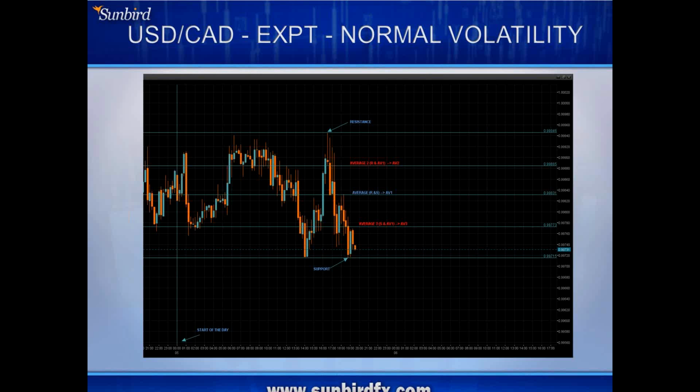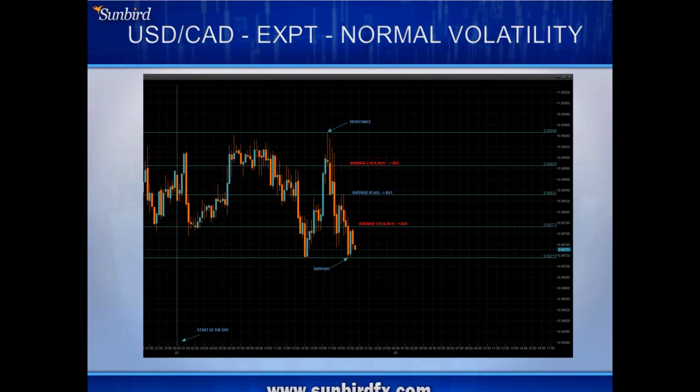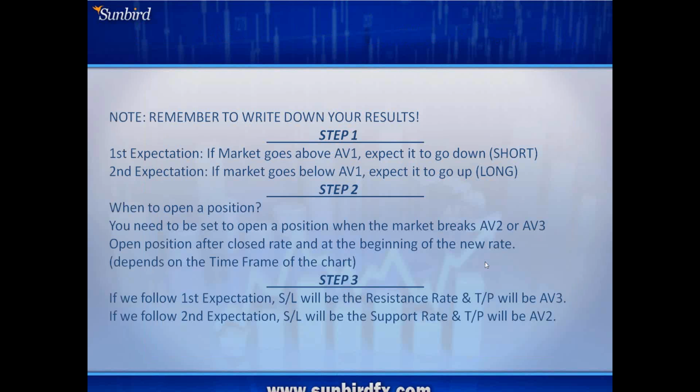So now you have all the tools inside. Great, wonderful. Now we're going to start our strategy. Remember to write down your results. First you have your resistance. Write it down. What's the rate? Support, write it down again. Average 1, average 2, average 3. Write it down.